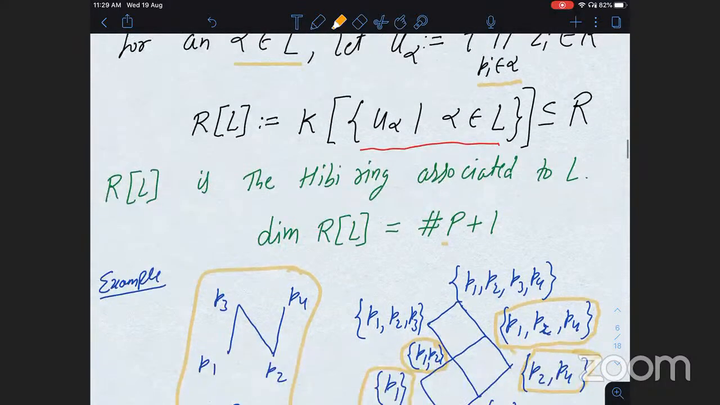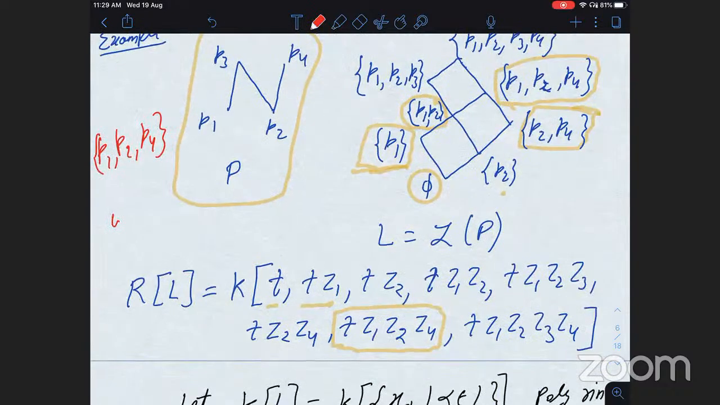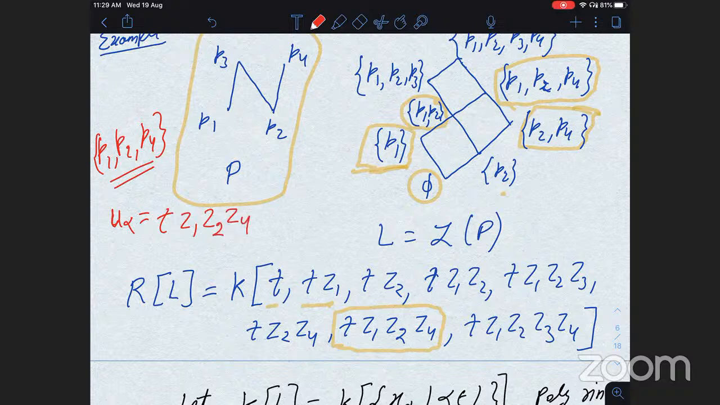So for example, in this particular example, we have {P1, P2, P4} as an order ideal of this poset P. The corresponding U_alpha for this particular order ideal alpha will be TZ1Z2Z4. There is no P3 in the order ideal, so there is no Z3 in this particular monomial. So if the order ideal is only P1, then the corresponding monomial is TZ1.